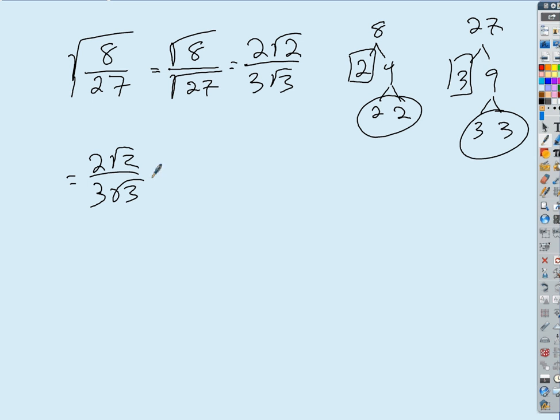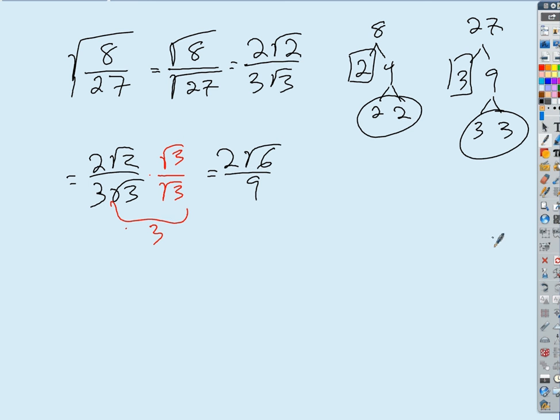So I'm going to multiply the whole thing by square root of 3 over square root of 3. And what's that going to give me on the bottom? I'm going to get the square root of 9, which is 3. Oh, you're right, it is 9. What am I saying? 3 times 3 is 9. And on the top, I'm going to get 2 times, what's the square root of 2 times the square root of 3? Square root of 6. There you go. That's my answer.